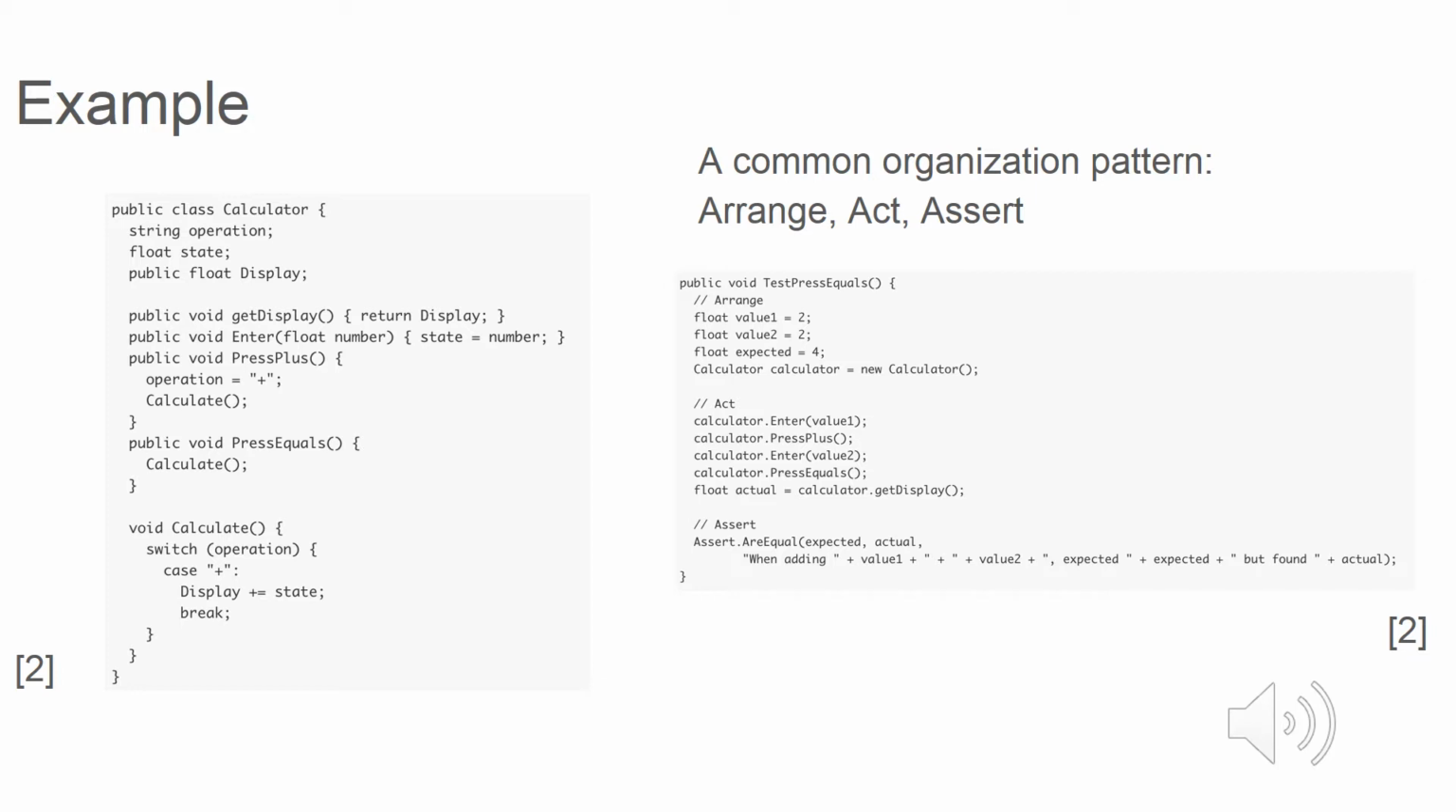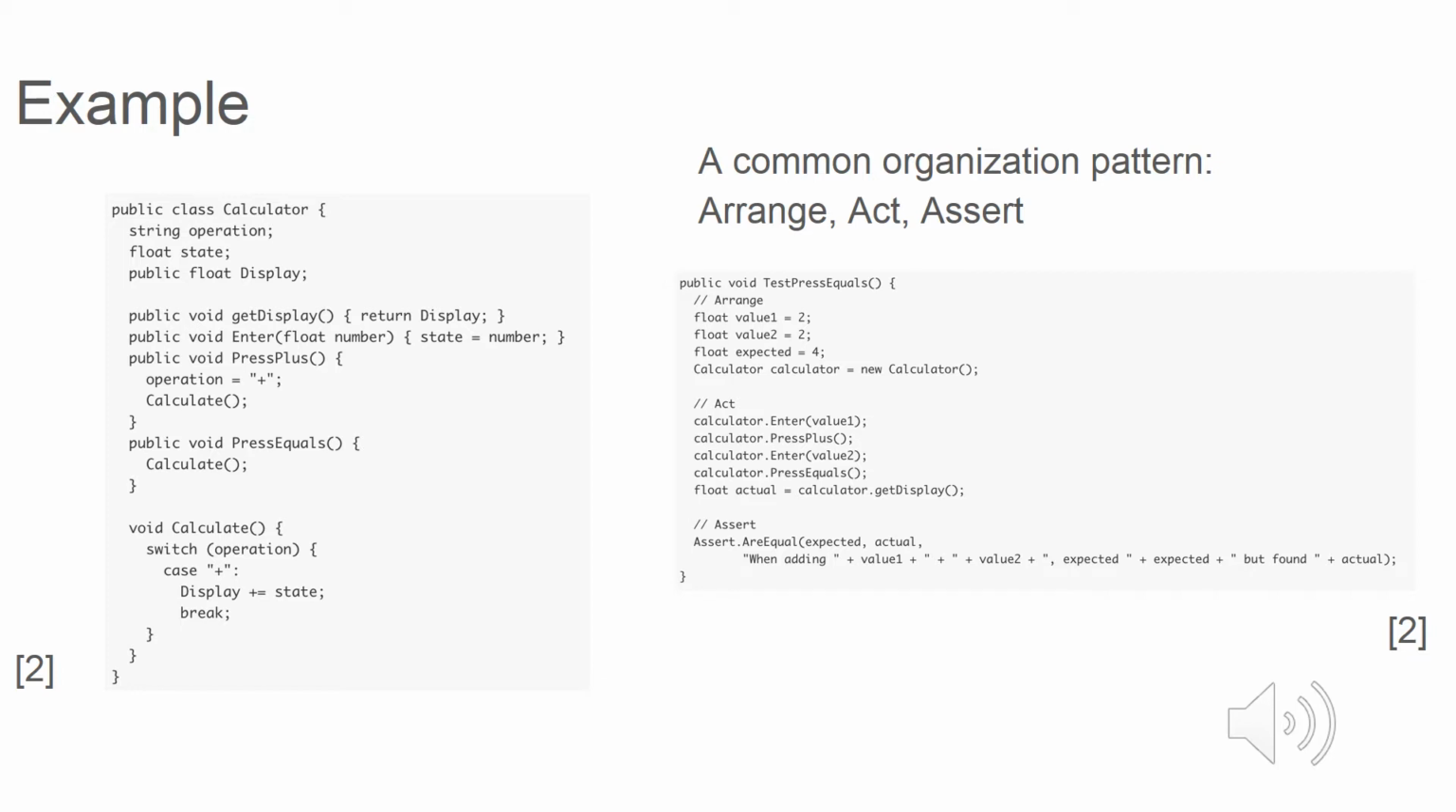This test tests the calculator class to ensure that when the user enters a 2, a plus sign, another 2, and then an equal sign, the calculator displays 4. The function is organized in a common format known as arrange, act, and then assert. This means that you first set up the test by initializing a couple values, the expected output and the actual calculator class.